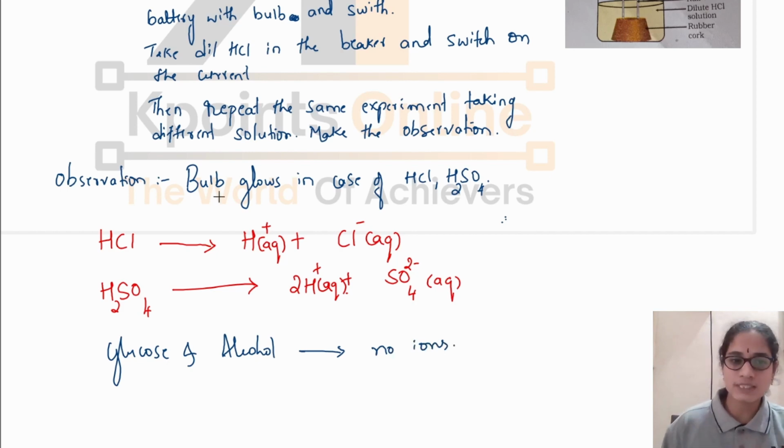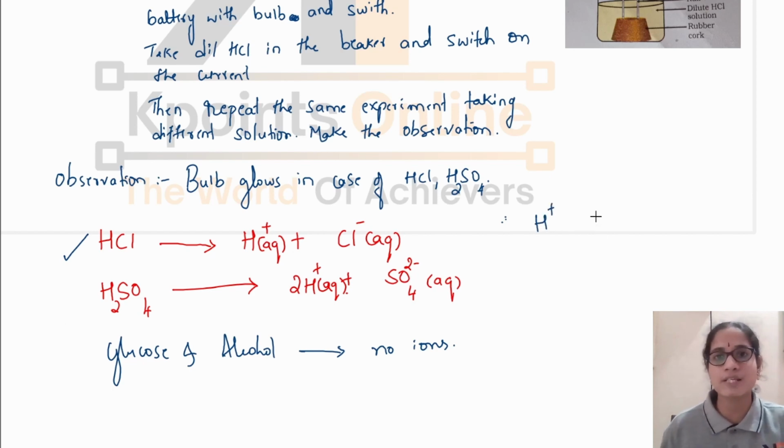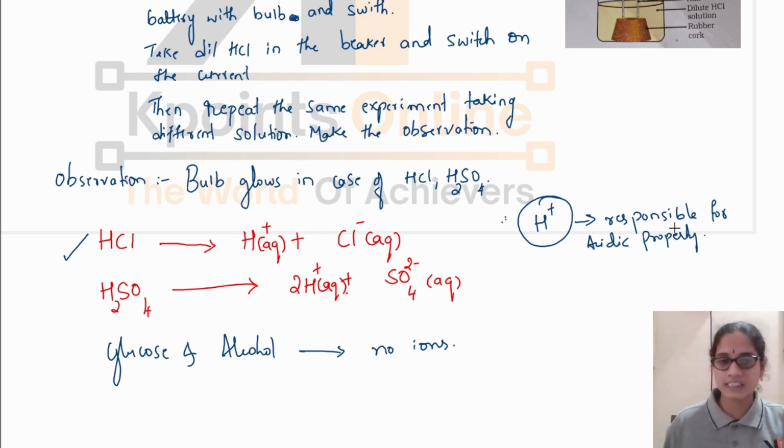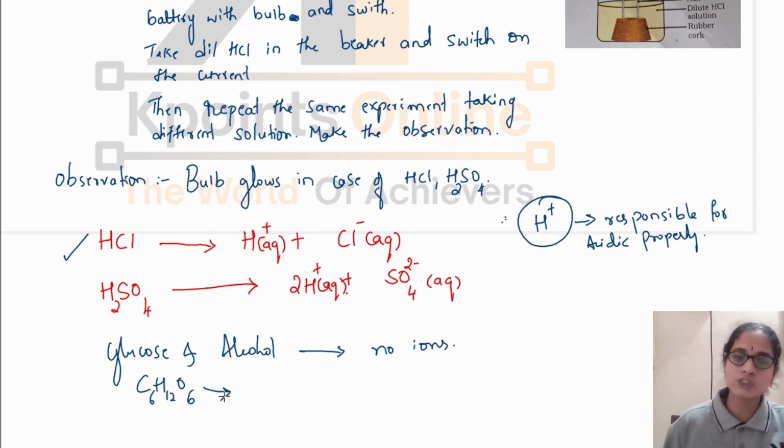This shows that acids produce H plus ions in aqueous solution, which is responsible for their acidic property. These H plus ions are responsible for acidic property. This we have concluded from the experiment. What about glucose and alcohol? Even glucose contains hydrogens, but it will not produce H plus ions.